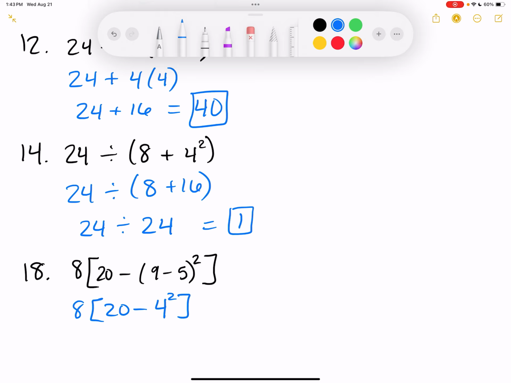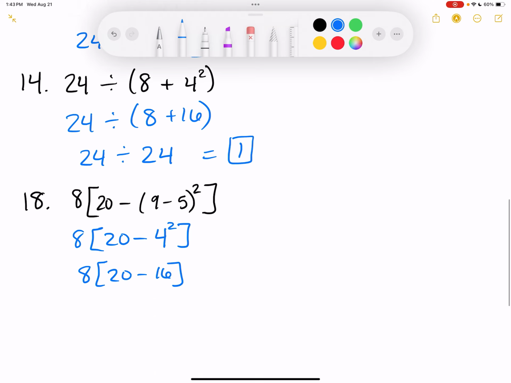Now what? Which is? So 8 times 20 minus 16, which is? So 8 times 4 is? 32.